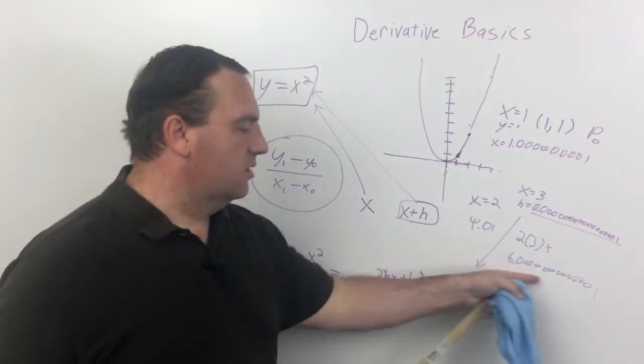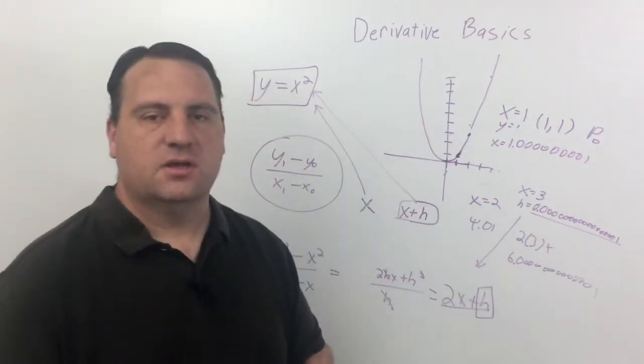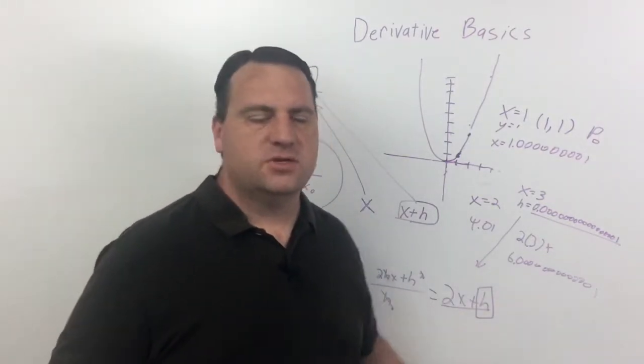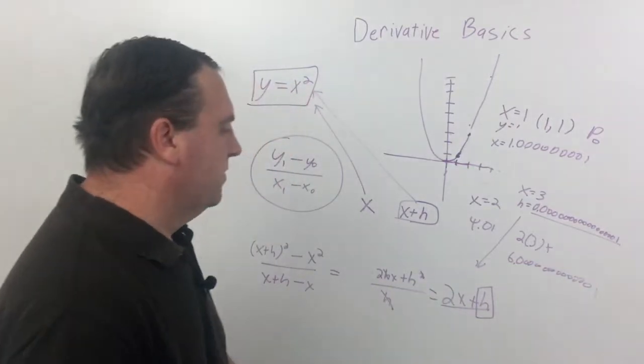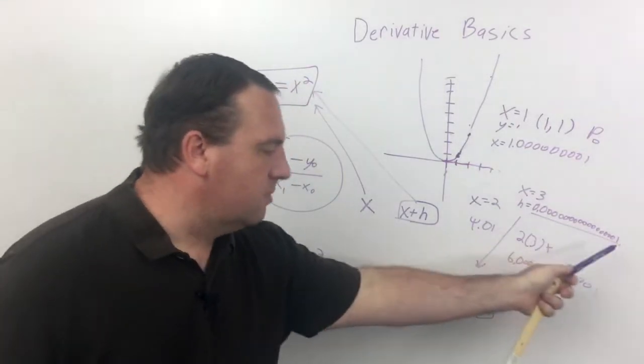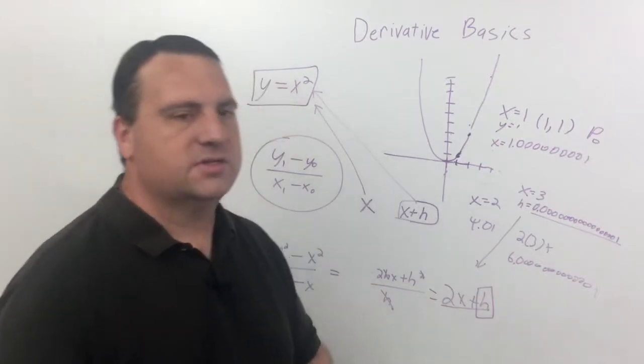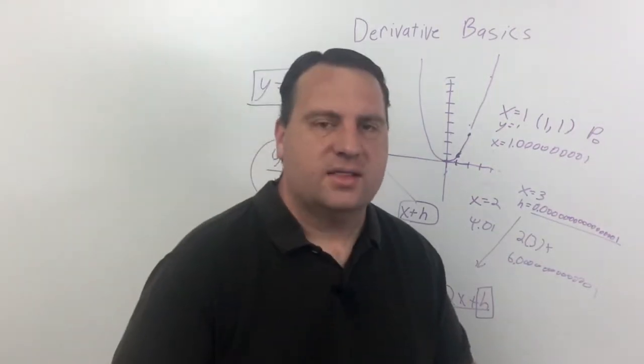So you see our slope is converging on a number. What number is it converging on? It's converging on 6, because as we make h smaller and smaller, this gets closer and closer to 6. But how do we know exactly what it is?